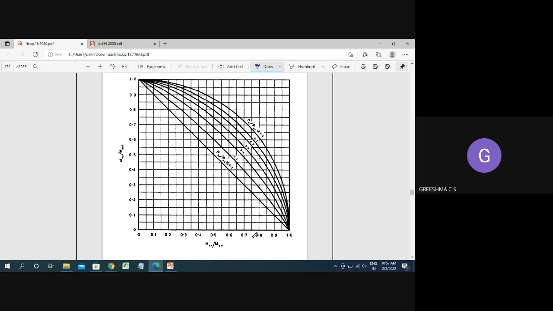So let's start. Pu divided by Puz value, how much did we get? 0.53. This chart has 0.4, 0.5, 0.6, so the 0.53 curve will be somewhat going like this. Muy divided by Muy1 value, how much did we get? We got it as 0.4. So 0.4 we have directly here. So drop the line, draw it like this.